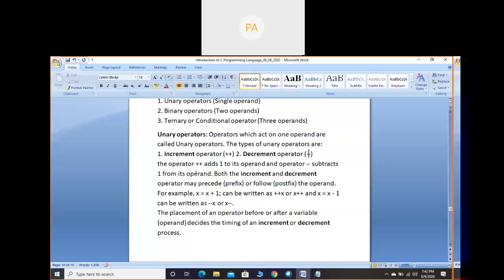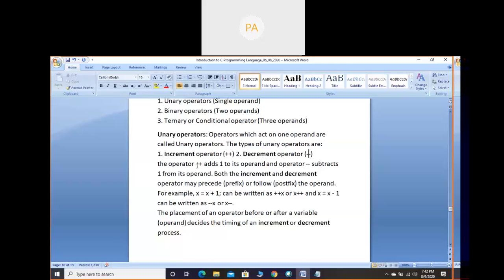The operator plus plus, that is the increment operator, adds 1 to its operand, and the operator minus minus subtracts 1 from its operand. The meaning of this is, whenever we use the plus plus operator, whatever value is present for the operand, it will increase by one. Operand here means a variable, or an equation or an expression also we can consider; that value will be increased by 1. When we use minus minus, whatever value is present for a variable or an equation, that value will be decreased by 1.